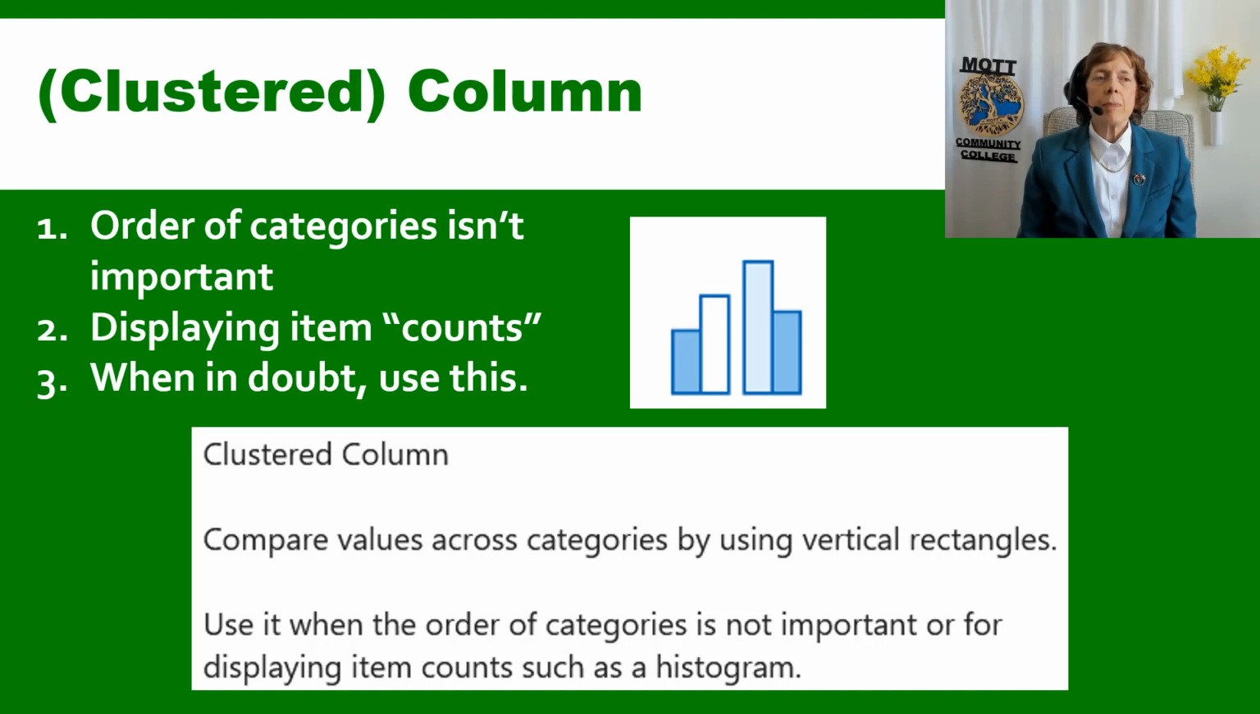The first type is called a clustered column chart. People call it a column chart or regular chart. It's regular. This description is from Office Online; I copied it. You use this when the order of the categories isn't as important, when you're displaying counts of things. It's a very broad, usable kind of chart for many kinds of items.